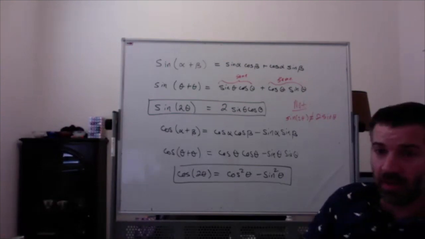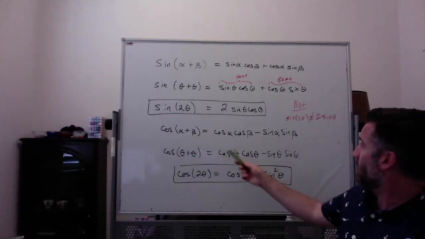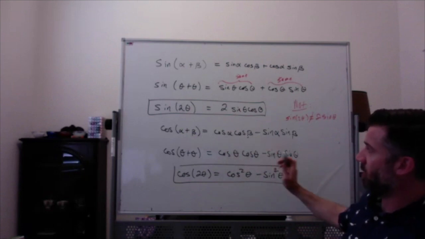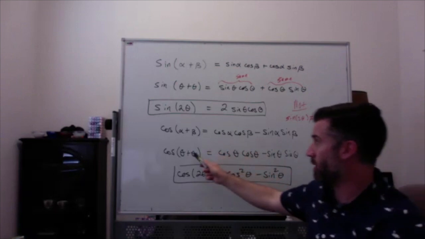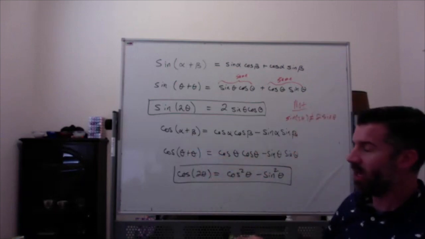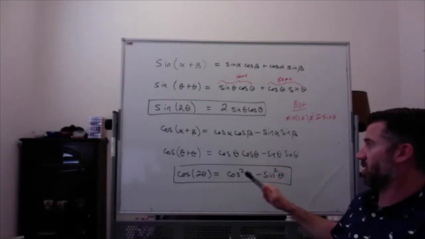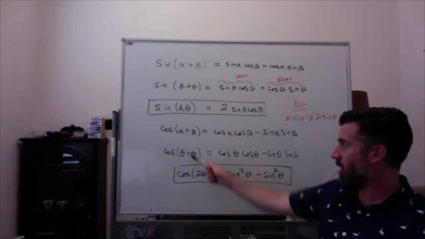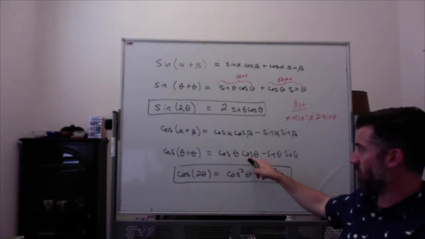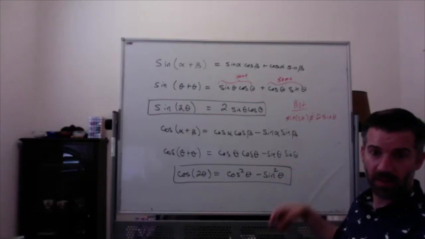we can find a double angle formula for cosine. We know that cosine of alpha plus beta is equal to cosine of alpha times cosine of beta minus sine of alpha times sine of beta. And then if we replace each angle with the same angle theta, cosine of theta plus theta is equal to cosine theta times cosine theta minus sine theta times sine theta. So cosine of 2 theta is equal to cosine times cosine, which is cosine squared of theta, minus sine times sine, which is sine squared of theta.